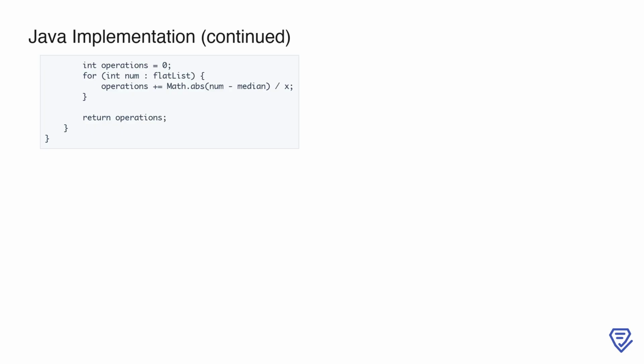After iterating through all the values, the total operations represents the minimum transformations needed. Finally, we return this value, providing the solution to the problem. This method efficiently combines mathematical reasoning and computational steps to solve the problem within the given constraints.